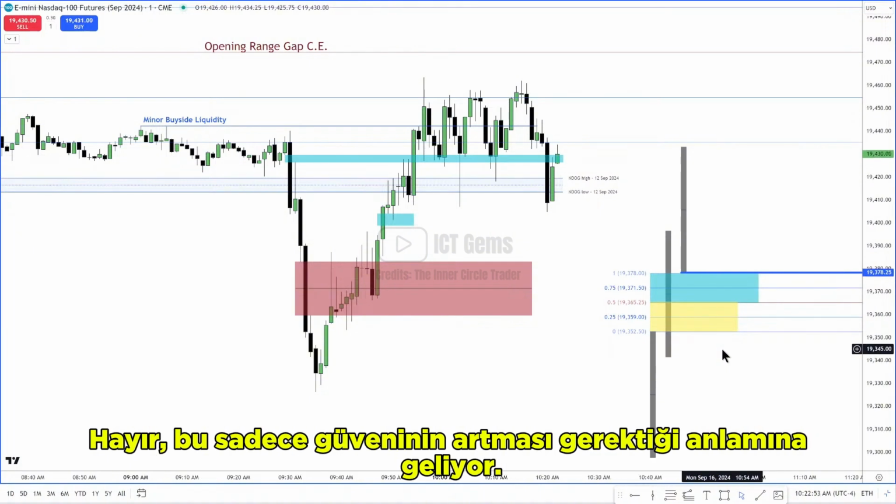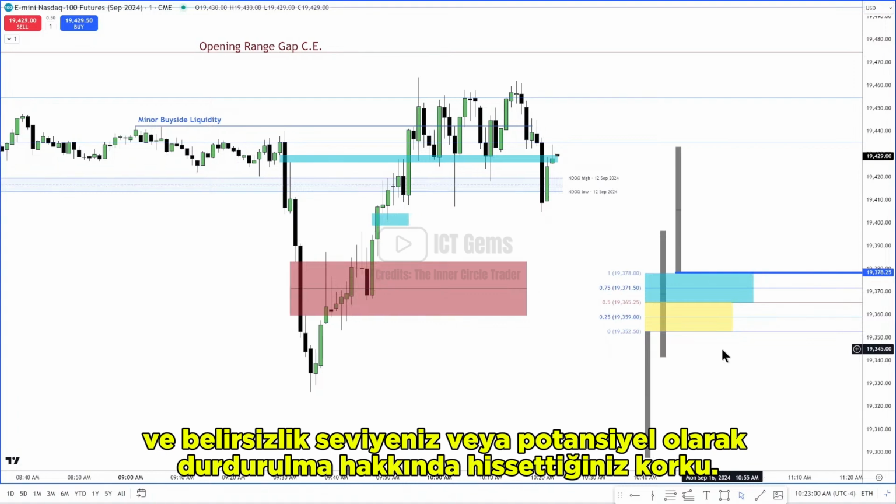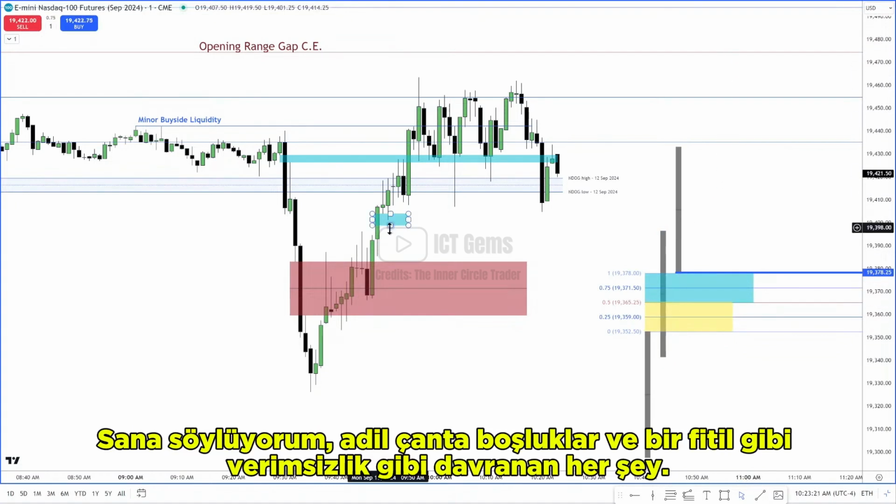Now, does that mean you're never going to get stopped out? No, it just means that your confidence should increase and your level of uncertainty or the trepidation that you feel about potentially getting stopped out should be minimized as it moves further and further and further away from the fair value gap.